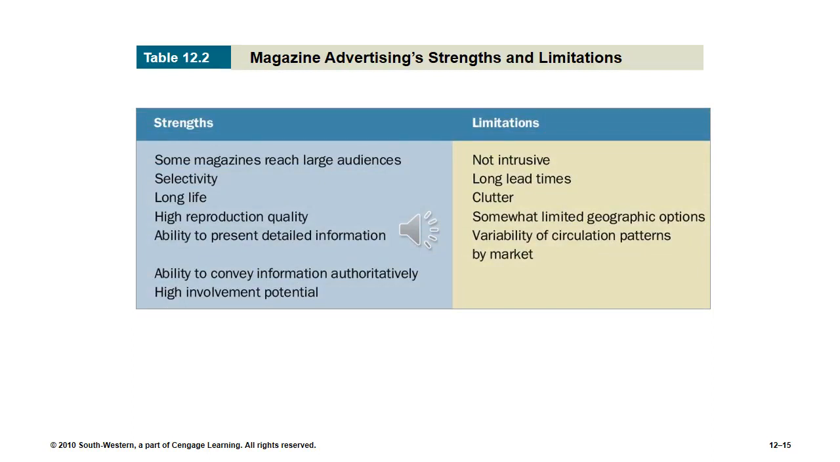Table 12.2 explains magazine advertising strengths and limitations. The strengths are: some magazines reach large audiences, selectivity, long life, high reproduction quality, ability to present detailed information, ability to convey information authoritatively. And the last one is high involvement potential. The limitations are: not intrusive, long lead times, clutter, somewhat limited geographic options, variability of circulation patterns by market.